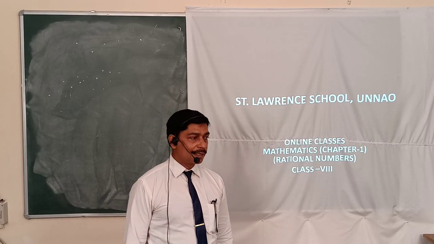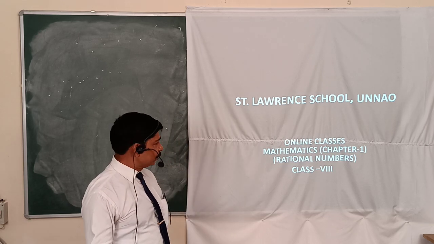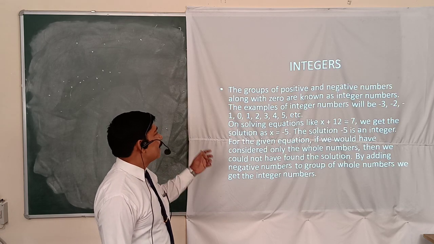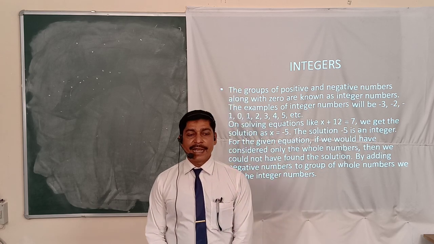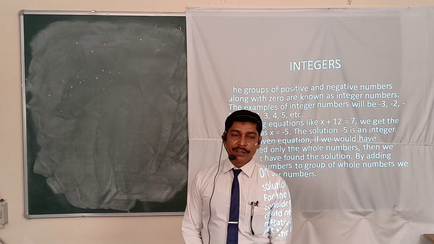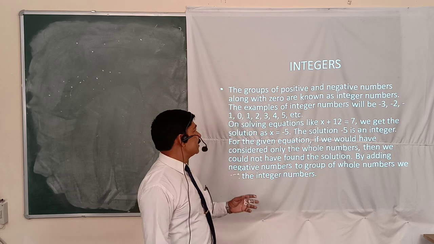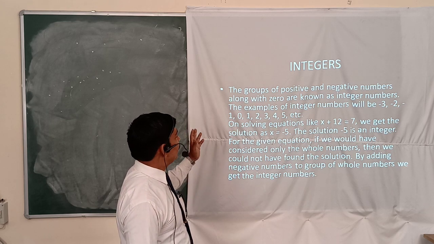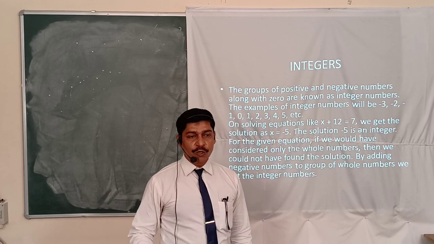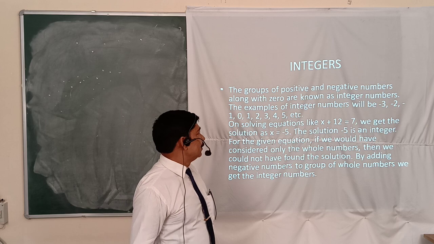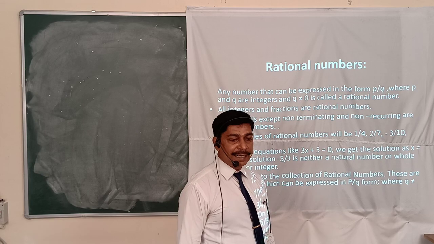Today I am going to take online classes for class 8th, the first chapter, rational numbers. Before going on to the rational numbers, let's have a look at integers. In the last class you studied about integers. All the positive and negative numbers including 0 are called integers. But integers don't have intermediate values like 1.5. They have complete values like 1, 2, 3, minus 7, minus 8, meaning negative values and positive values including the 0.